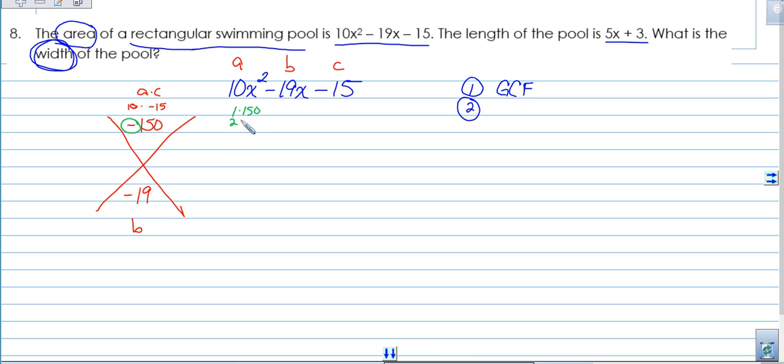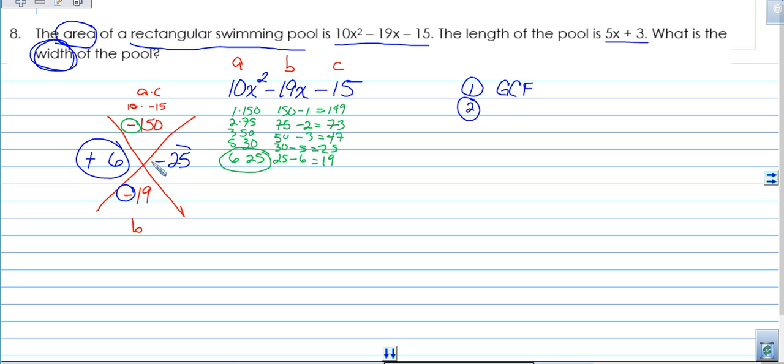You have 1 and 150, 2 and 75, 3 and 50, 5 and 30, 6 and 25. And as you're doing this, you want to do it 150 minus 1, 149, 75 minus 2 equals 73, 50 minus 3 equals 47, 30 minus 5, 25, and 25 minus 6 equals 19. Okay, and then you see 6 and 25 are the numbers. Since negative is what we want, the bigger number has to be negative. So you'll have a negative 25 and a positive 6. Order doesn't matter. Okay, but these are the numbers that we wanted.